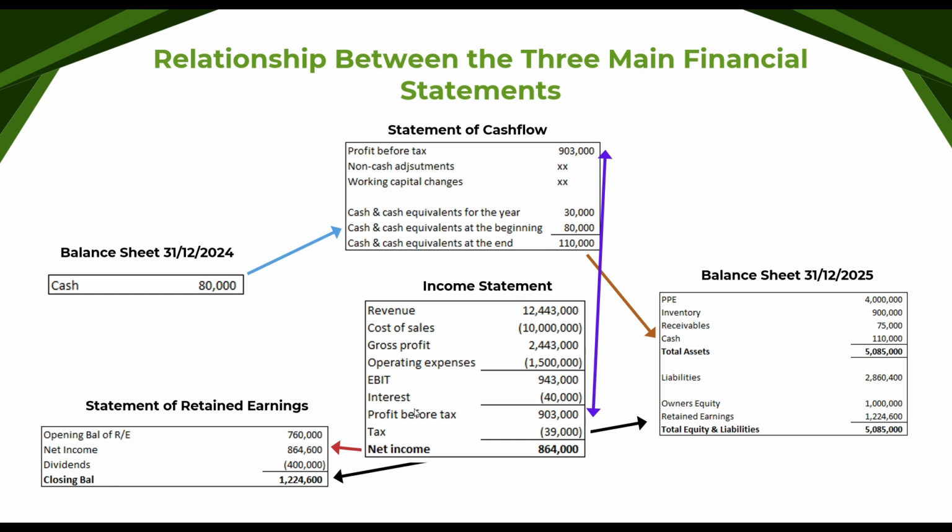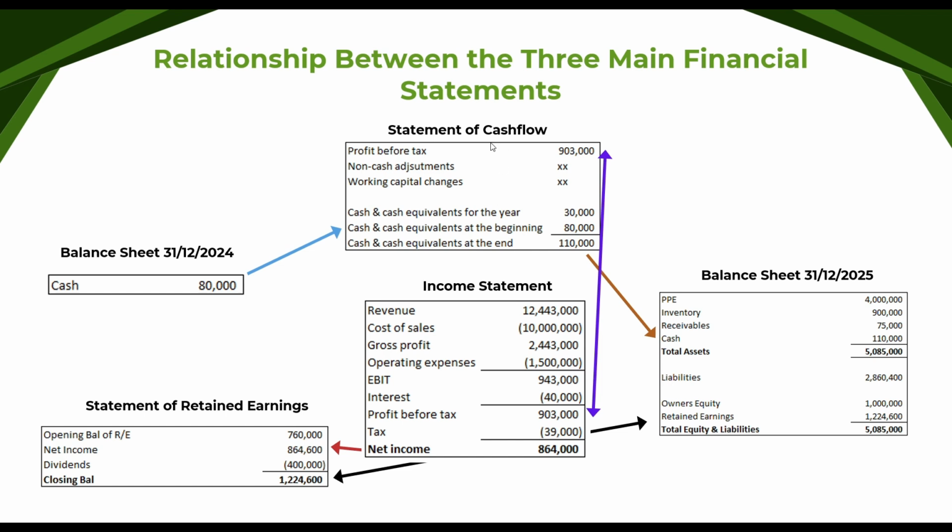The relationship between the key financial statements: we have the income statement, the statement of cash flow, and the balance sheet. The income statement is linked to the statement of cash flow through the profit before tax. Through the profit before tax, which is brought down to the statement of cash flow, we make some adjustments. Some of them include the non-cash adjustments, like depreciation and amortization, which are an estimate in the income statement.